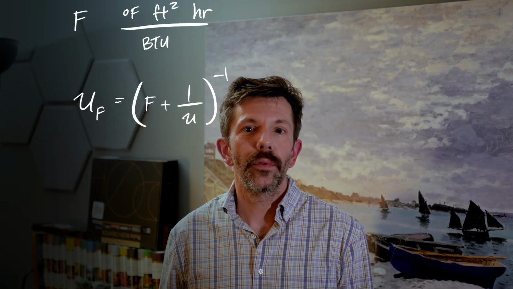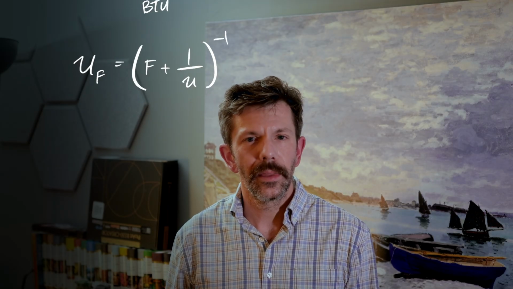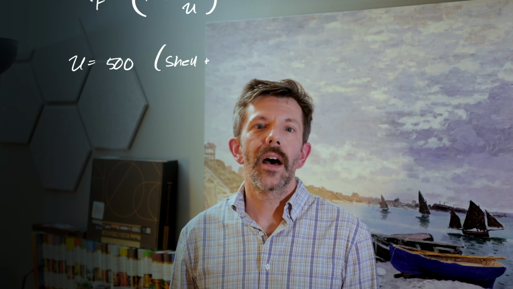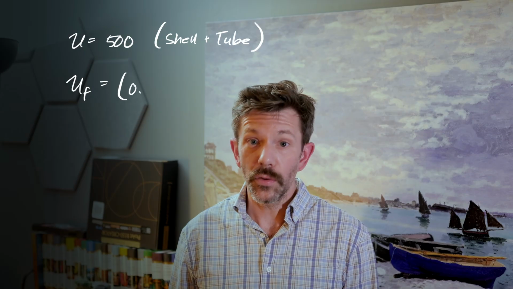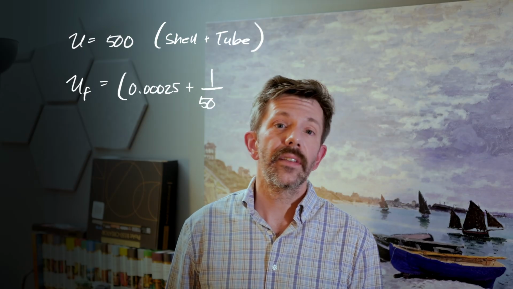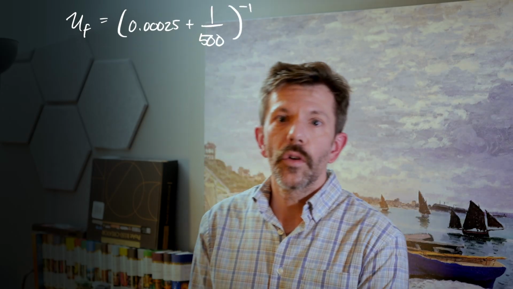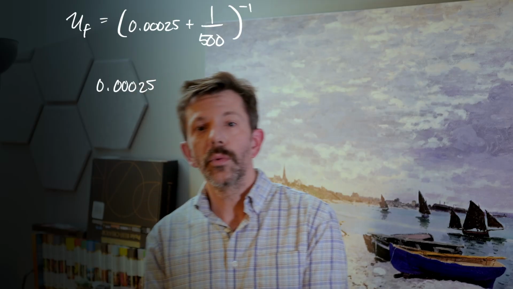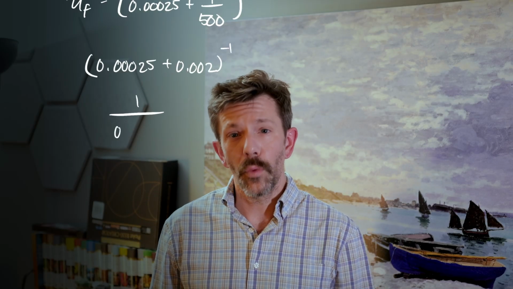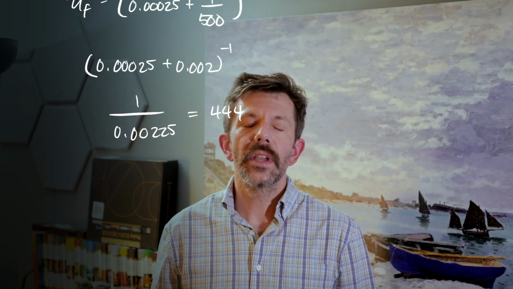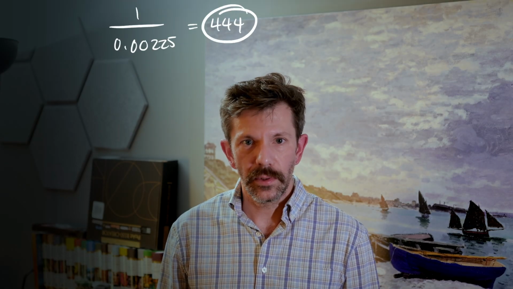Let's try out an example for shell and tube first. A reasonable U value for water-to-water shell and tube might be 500. Likewise, a commonly specified fouling factor might be 0.00025, and sometimes it's even higher than that. So if we do the math for a heat exchanger where U is equal to 500, you'll get an adjusted heat transfer coefficient of 444.